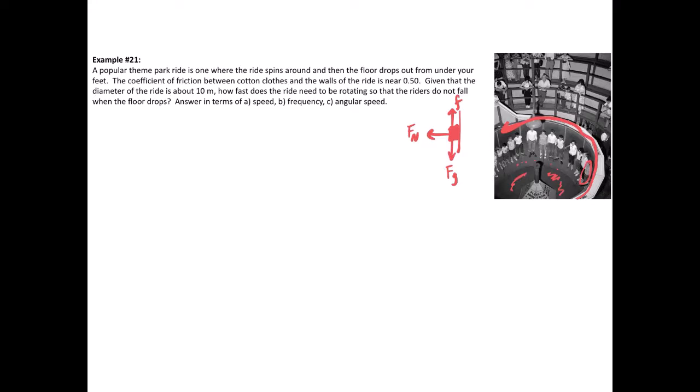Now, what is the centripetal force here? Well, hopefully you're recognizing that the centripetal force is actually our normal force. That is the force that's actually pushing towards the middle, allowing them to go in a circle, right? So in this situation, that means that the normal force is the centripetal force. So again, we're recognizing what is the centripetal force here.